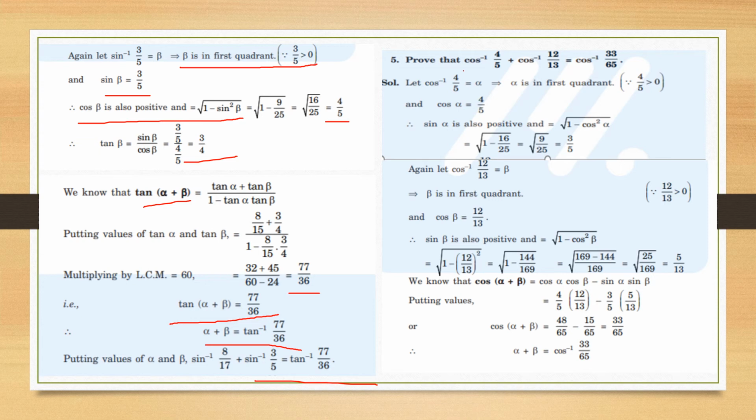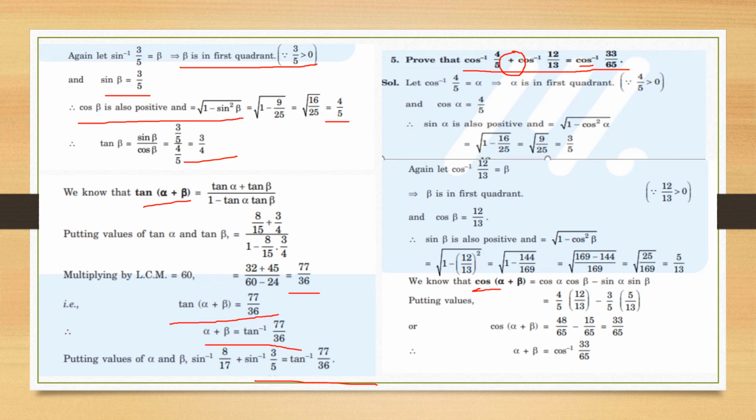Number 5 is: prove that cos inverse 4/5 plus cos inverse 12/13 equals cos inverse 33/65. So you have to change cos plus cos to cos, which means I have to apply the formula of cos. From this sign we conclude whether we will be applying the formula of a plus b or a minus b. Here the sign is plus, so I will use cos of alpha plus beta.